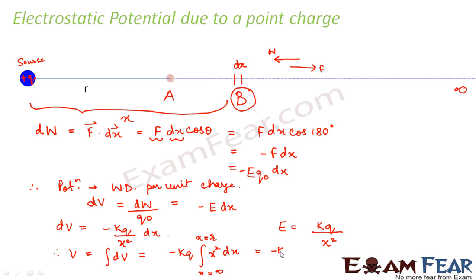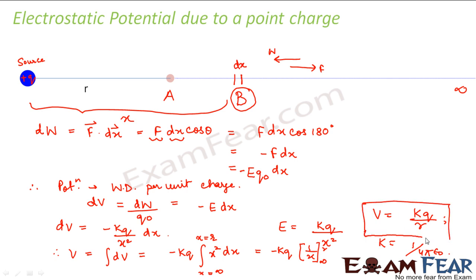So now you integrate this. This becomes 1 by X. This is infinity. This is R. So this is equal to V is equal to KQ by R. Here K is equal to 1 by 4 pi epsilon naught. So this is the expression for electrostatic potential due to a point charge.